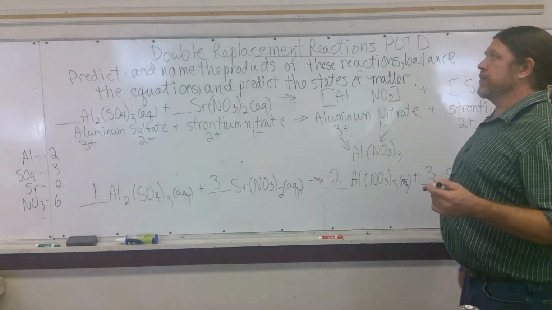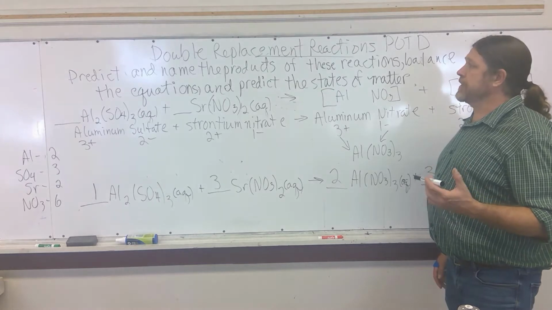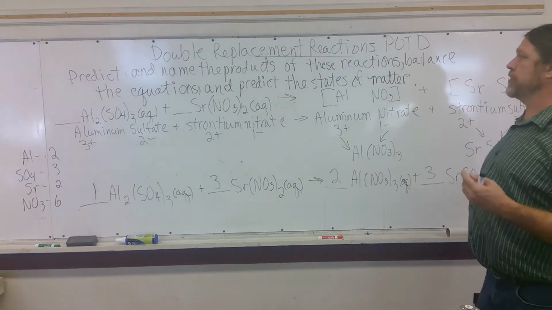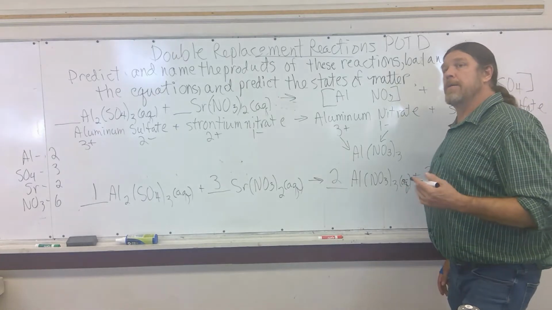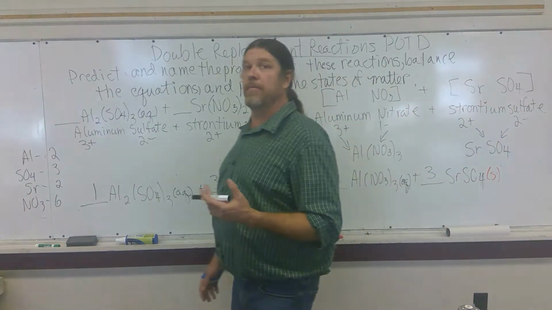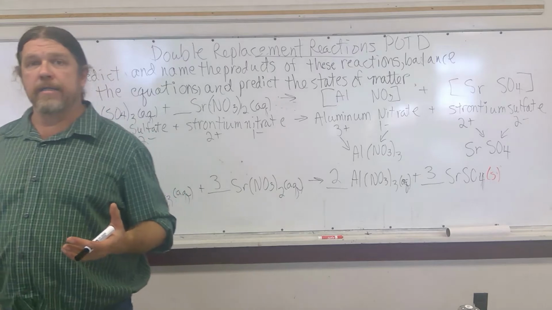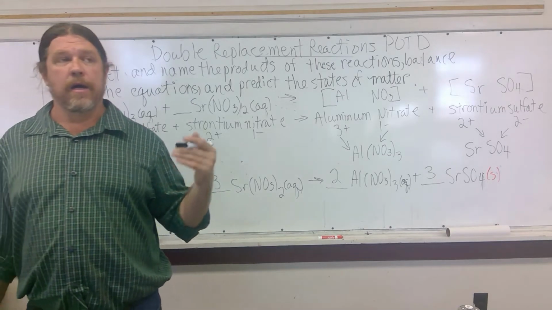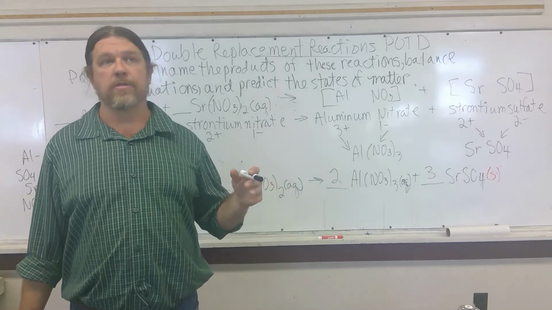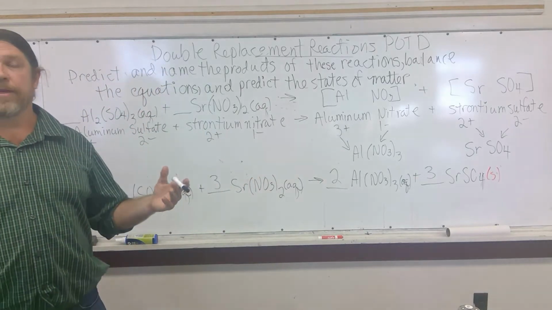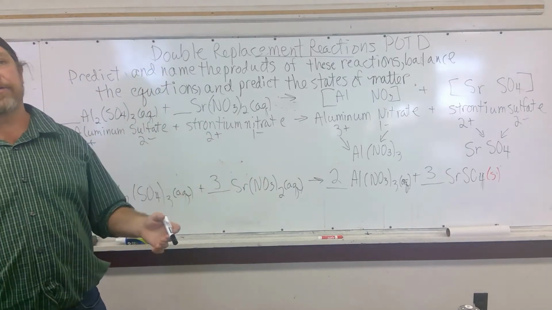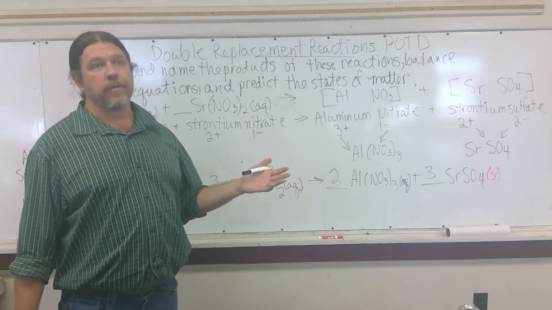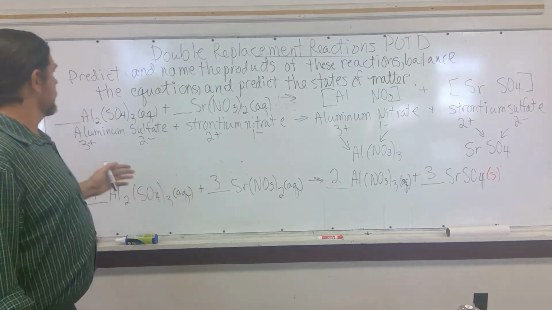For our double replacement reactions problem today, I asked you to predict and name the products of two reactions, balance the equations, and predict the states of matter based on a solubility chart that can be found in your online textbook, both in the text, in the chapter that addresses solutions and double replacement reactions, as well as in the reference section at the back. And of course, there's plenty of solubility charts online as well.